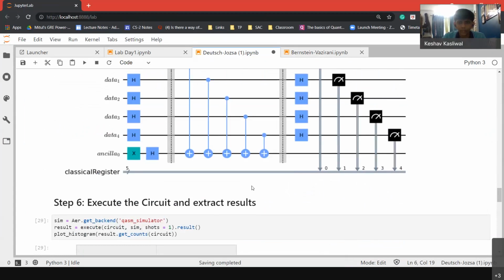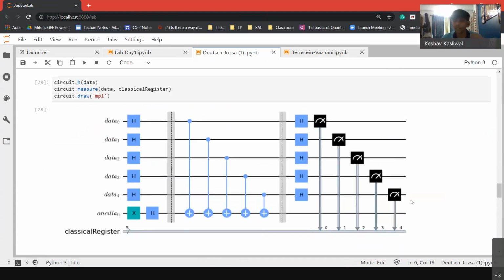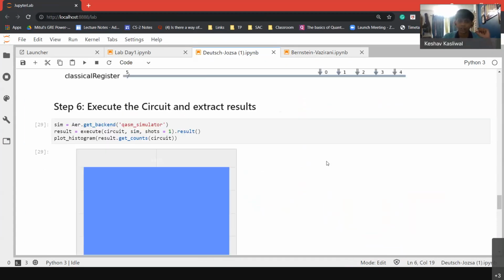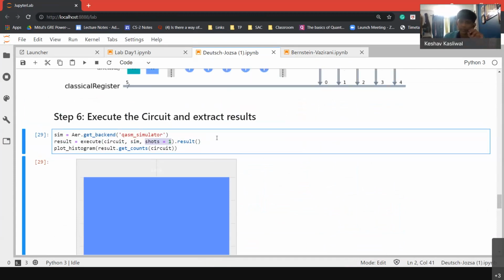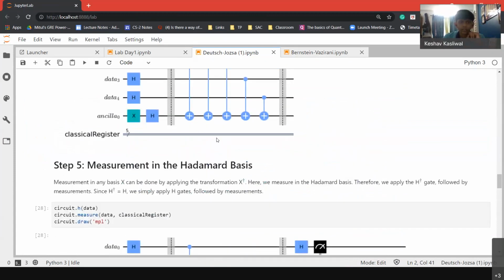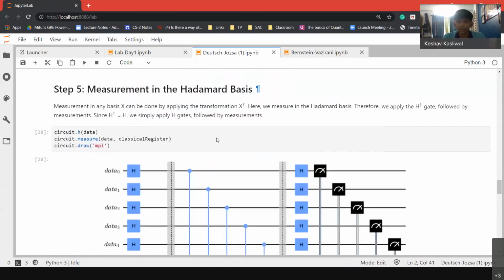So the results we had could be given in a single shot, and we gave that over here as well. That means if we execute this circuit over a single shot, the result would be consistent with what we have studied. So this is all about the Deutsch-Jozsa algorithm.